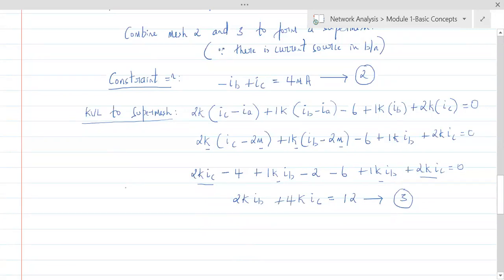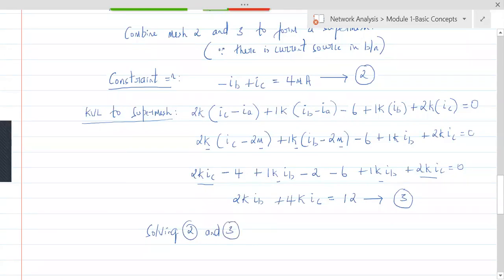Solving 2 and 3 using your calculators. Okay, what is it that we are going to get? So that would be 10 by 3 is your I2. No, IC is 10 by 3.